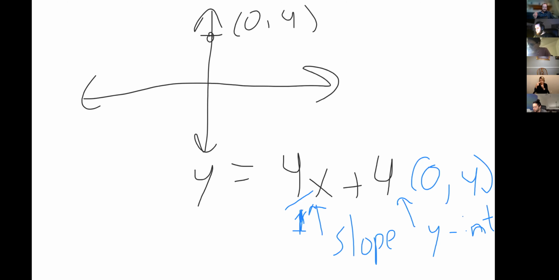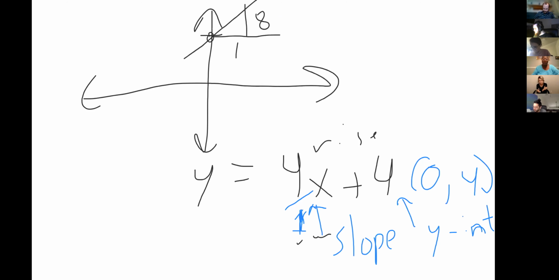And then how do we get another point? I didn't leave myself much room. We can pick another point, like x = 1, and then y equals 8. So I believe this is my rise and this is my run, right? I know this isn't going to be accurate, but if I go 1 over, I'm going 8 up. Same thing here. I'm going 1 over and I'm going 8 up.